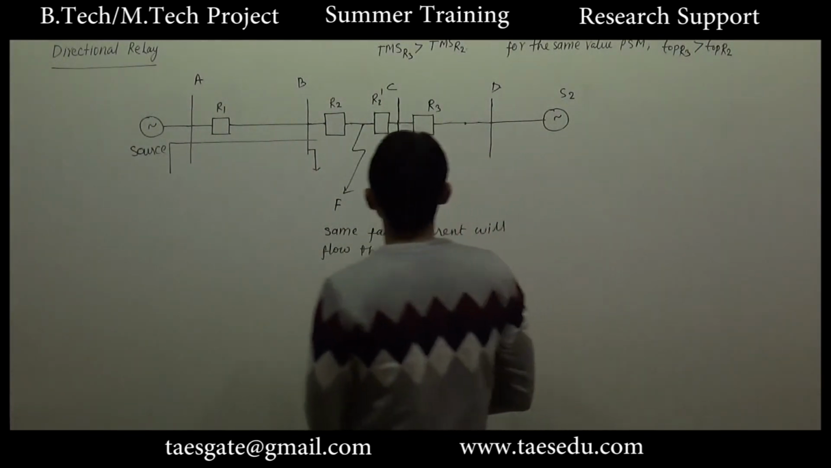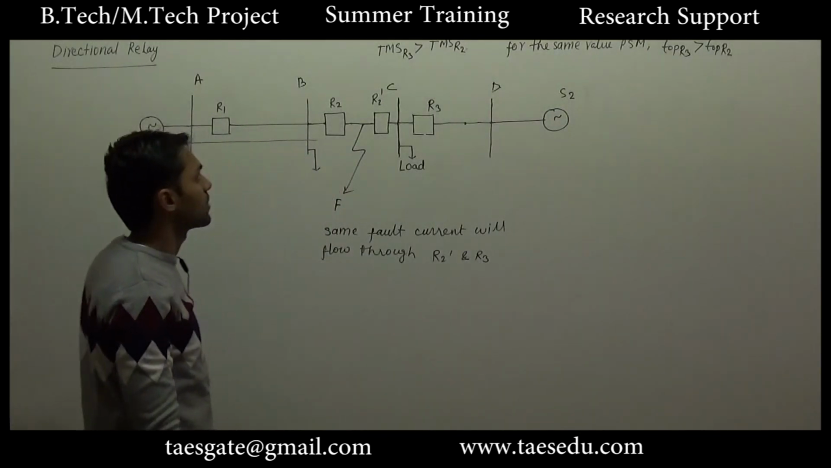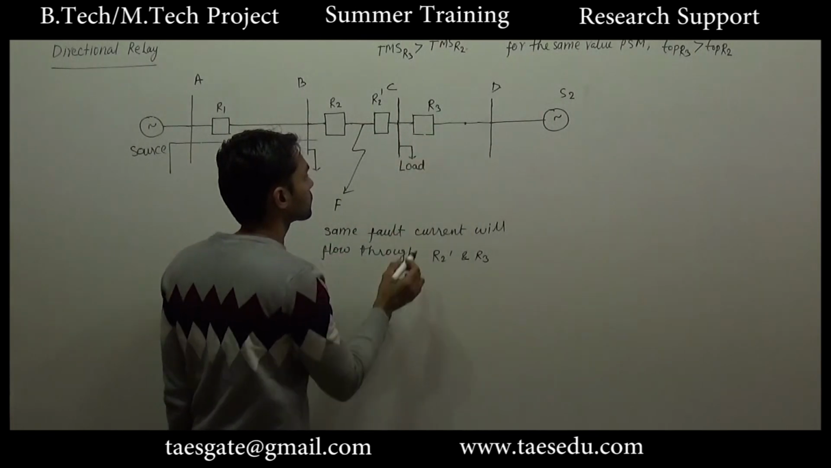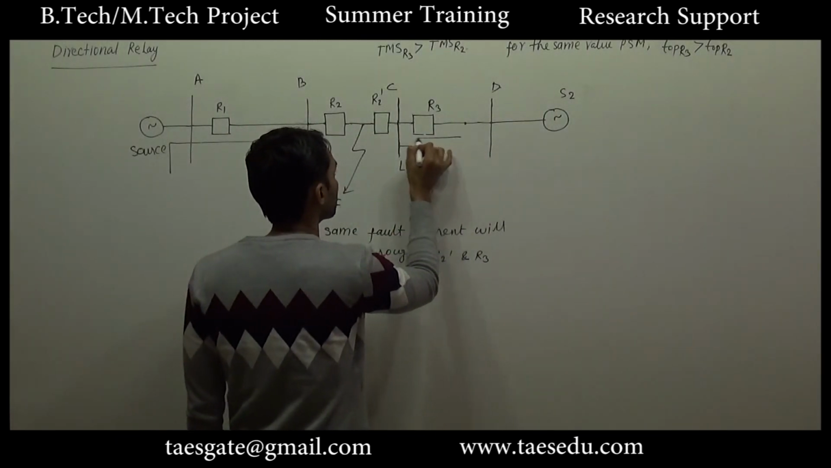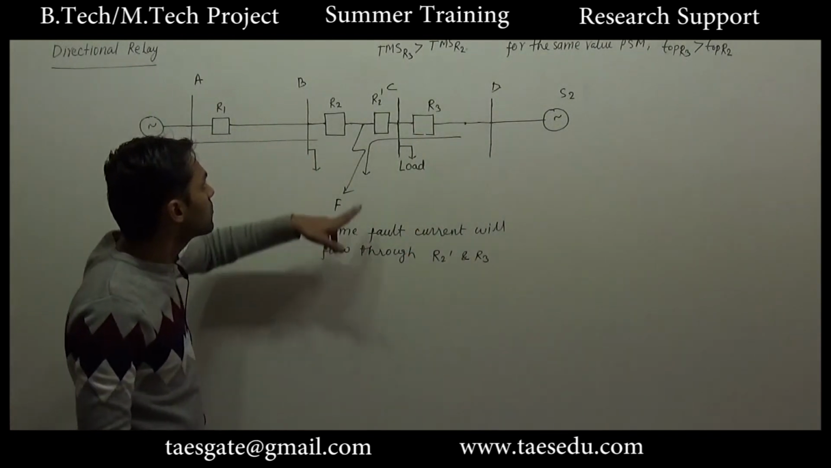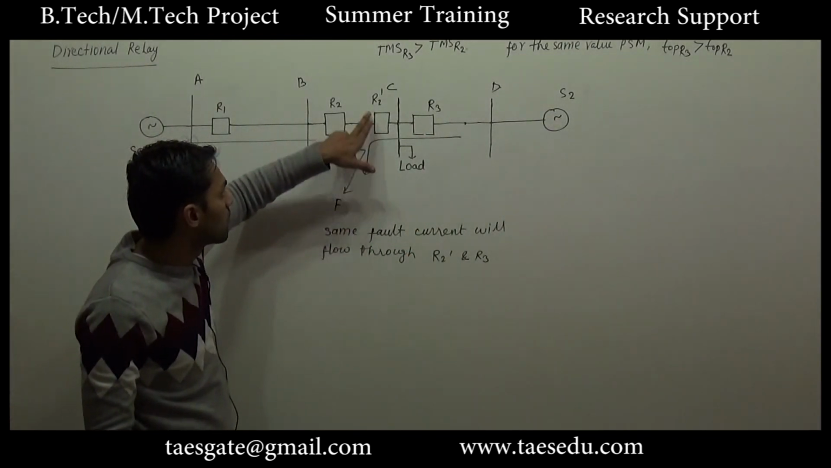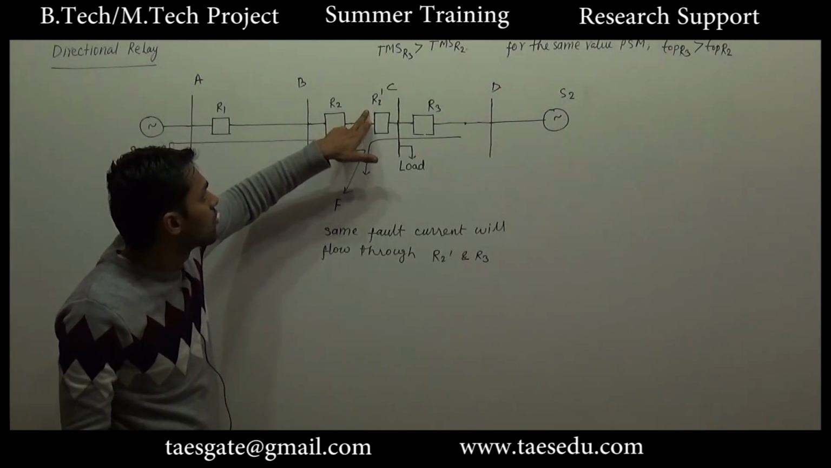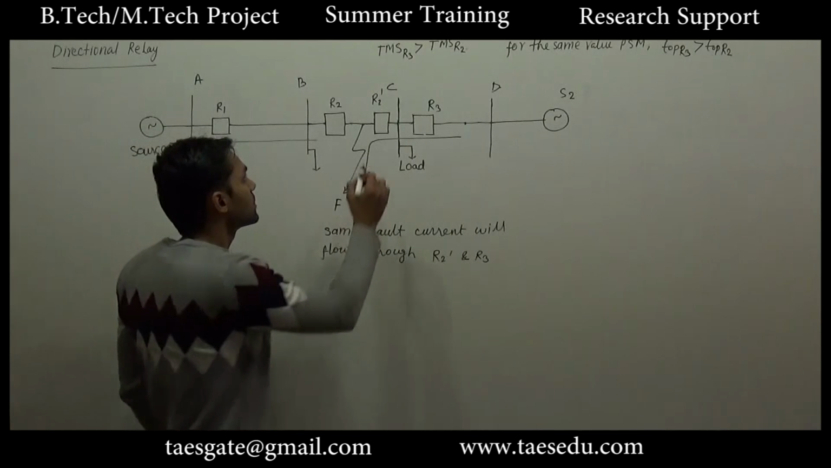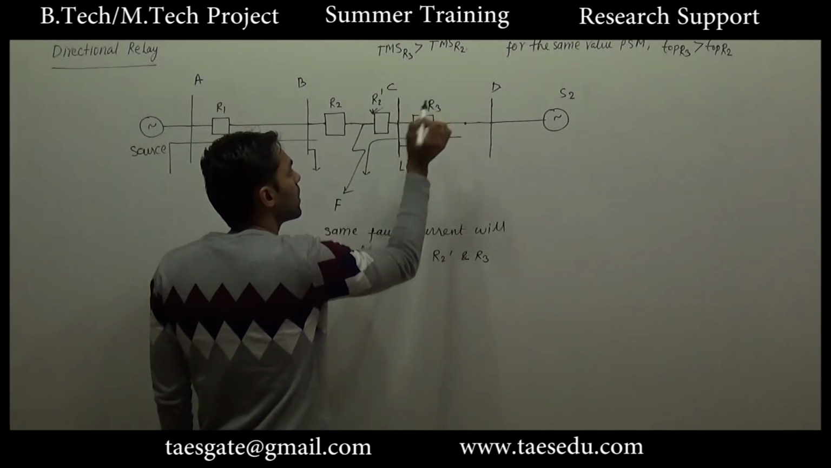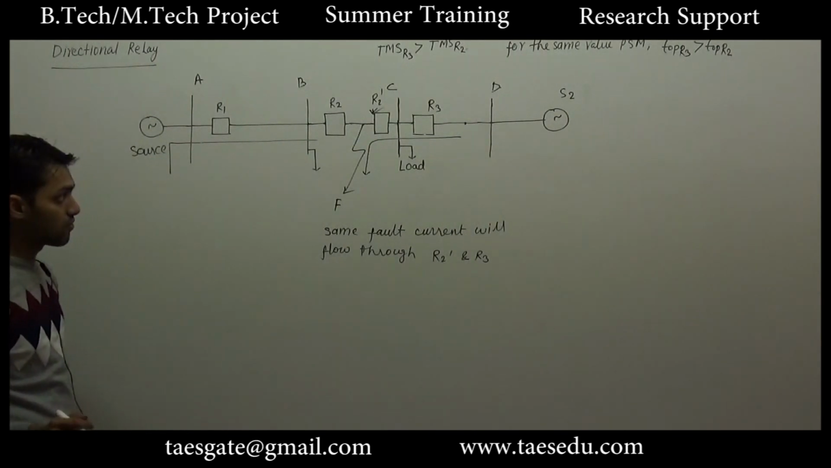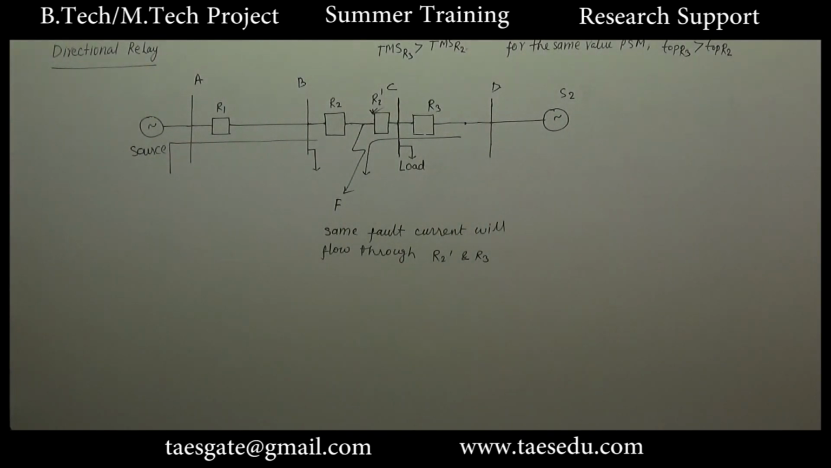Okay. So if we set TMS of R3 greater than TMS of R2, now what will happen? The same fault current will flow in both the relays, but now the operating time of R2 dash is less than the operating time of relay R3. So this relay will trip before R3. So now our problem is solved. Now it seems that our problem has been solved.